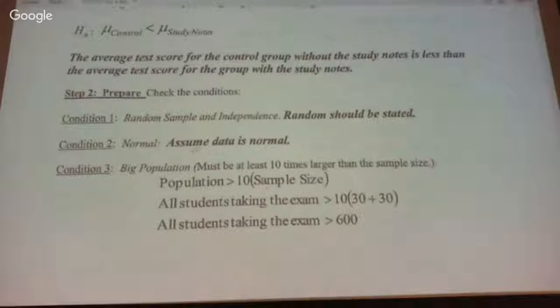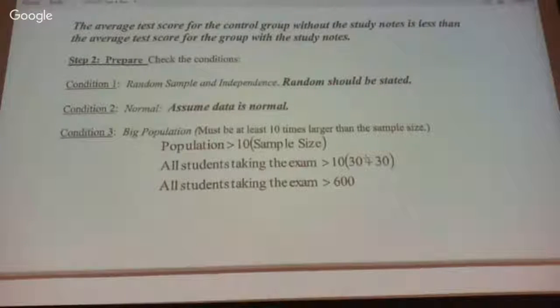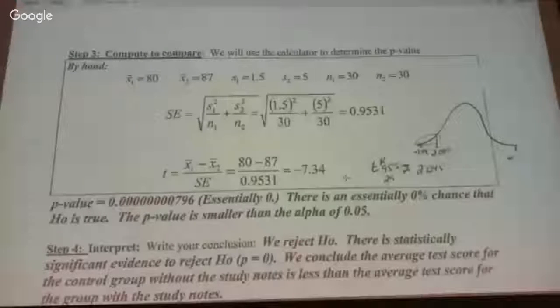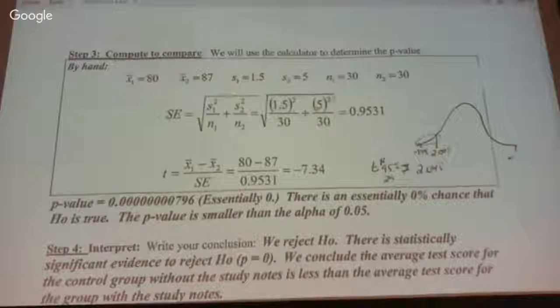You should have 25, but under 25 will be normal. All students taking the exam, 10 plus the 2 groups together. There are more students each day taking the class. And then the formula is longer. Why is the formula longer? 2 groups. So it's the square root of the first standard deviation squared divided by 30, plus the second standard deviation squared divided by 30. Get your SE. Once you get your SE, x bar 1 minus x bar 2, you get your T.